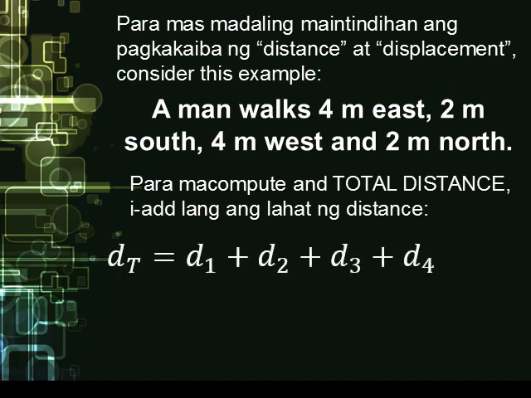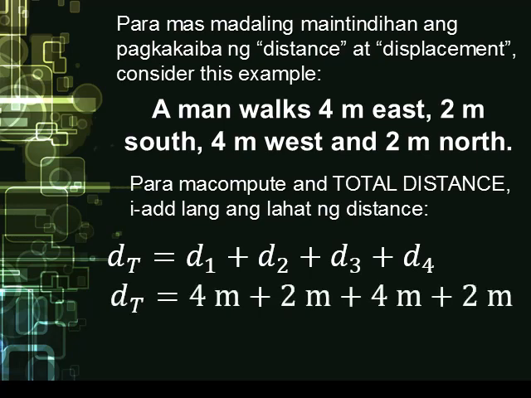So, ang gagawin lang natin, i-add lang natin yung 4. So, pag in-add natin lahat yan, 4 meters plus 2 meters plus 4 meters plus 2 meters. The answer is 12 meters. So this is the total distance.